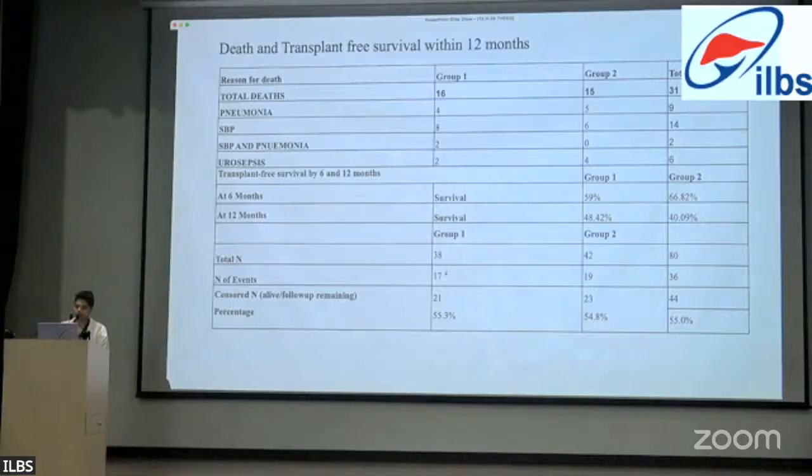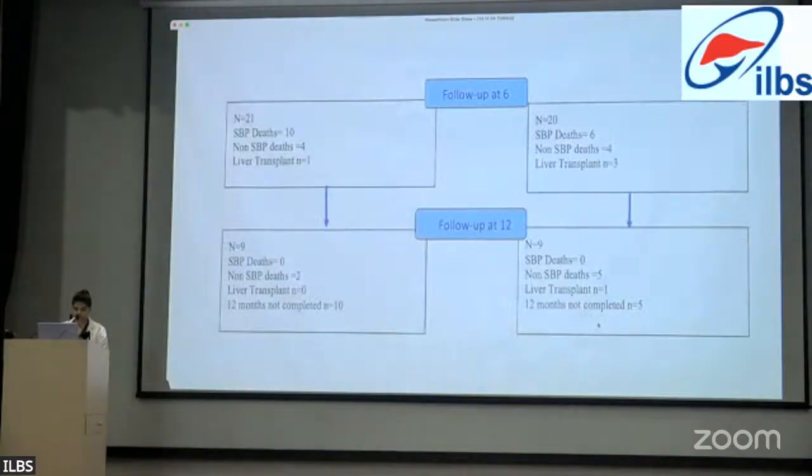17. 1 patient underwent transplant here and 4 patients over here. So the censored or the remaining patients to be followed up is around 55% in the rifaximin arm and 54% in the norfloxacin arm. So this is the split up as follows.